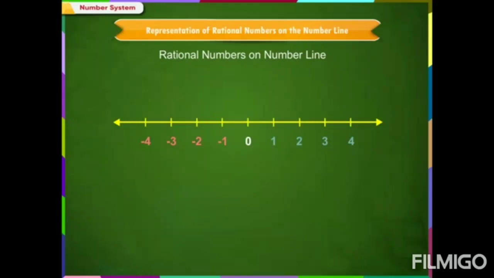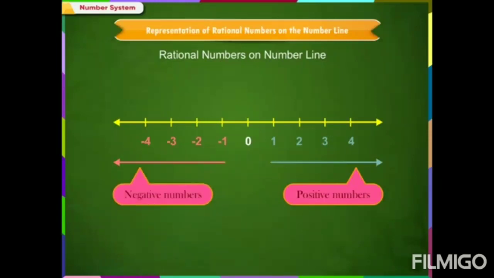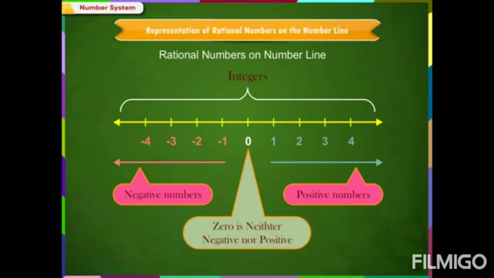Observe the number line given on the screen. 1. 0 to 4 on the right side are positive whole numbers. 2. 1 to 4 on the right side are natural numbers. 3. 0 to minus 4 on the left side are negative numbers. 4. All of these are called integers. 5. 0 is neither negative nor positive. 6. All these numbers along with the fractions form the rational numbers.